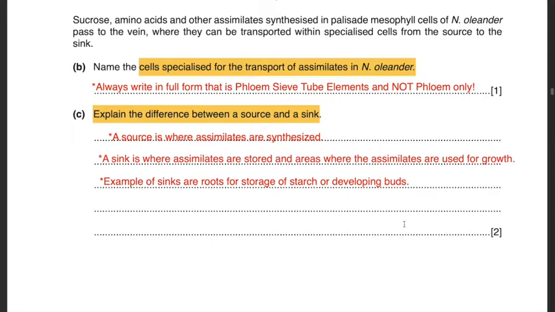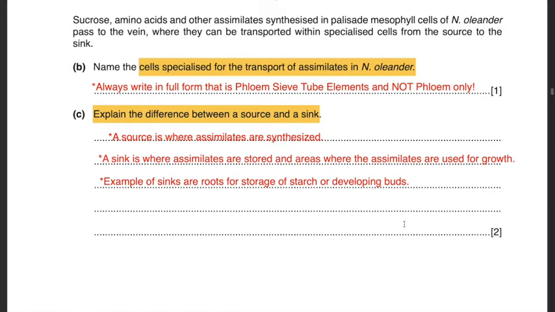And yes, phloem sieve tube elements are those cells that are specialized for the transport of assimilates, not xylem vessel elements. Xylem is only concerned with the movement of water and mineral ions. However, for the transport of assimilates or organic substances, phloem sieve tube elements is the only cell which is specialized for its transport. Therefore, always write in full form, that is, phloem sieve tube elements, not just phloem.